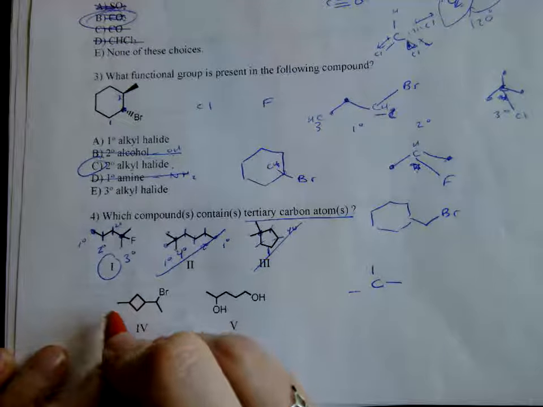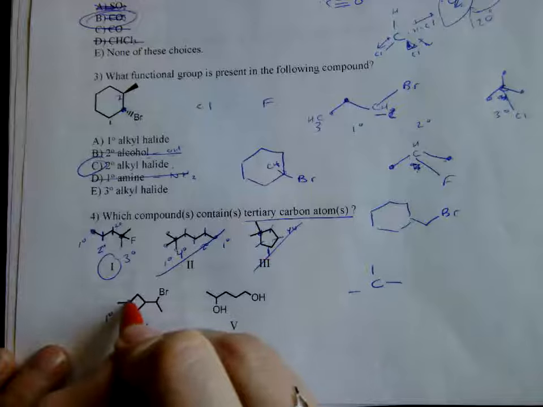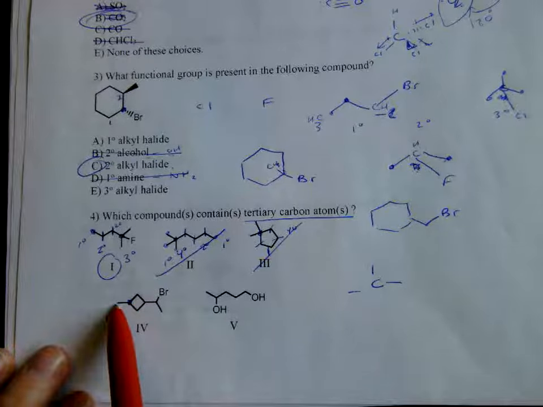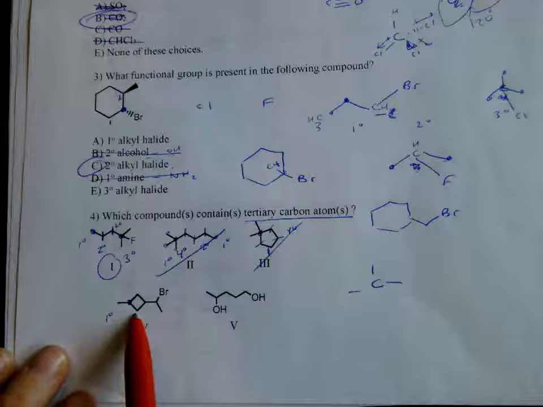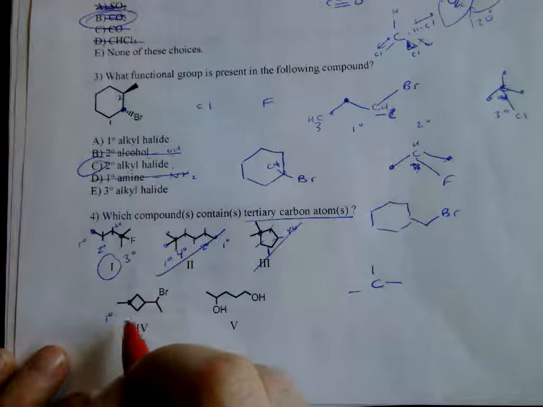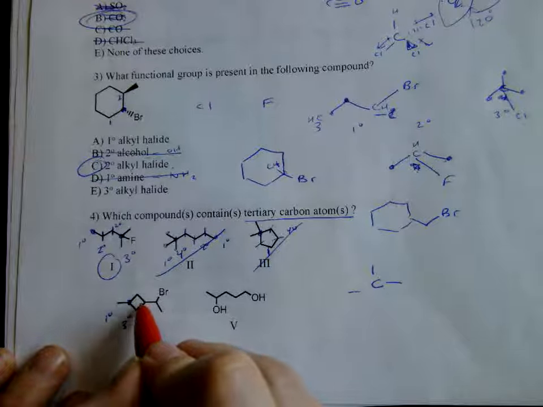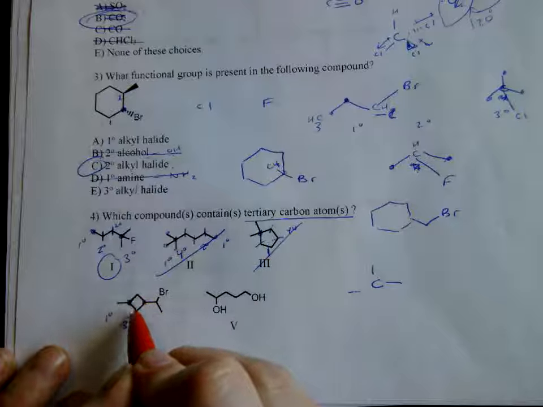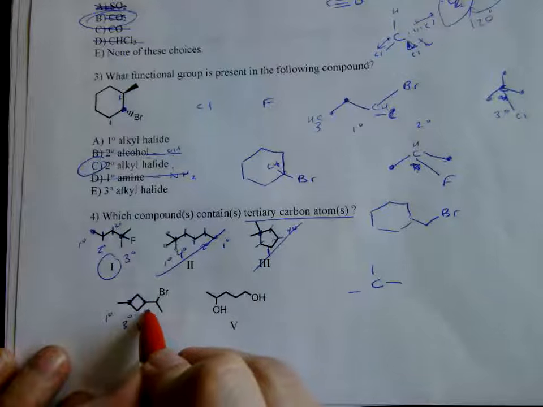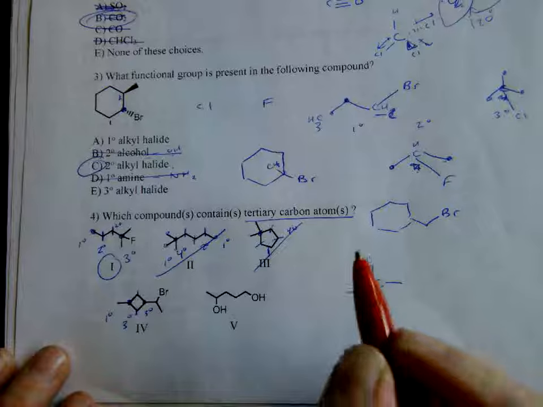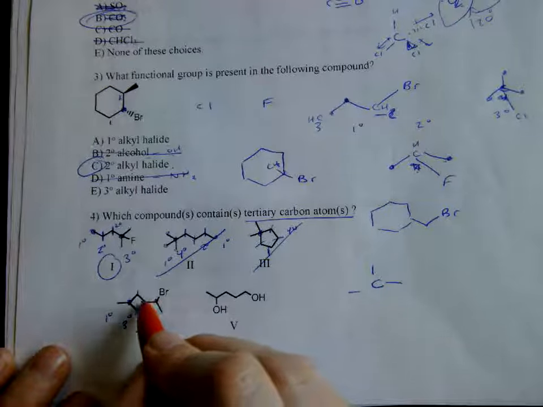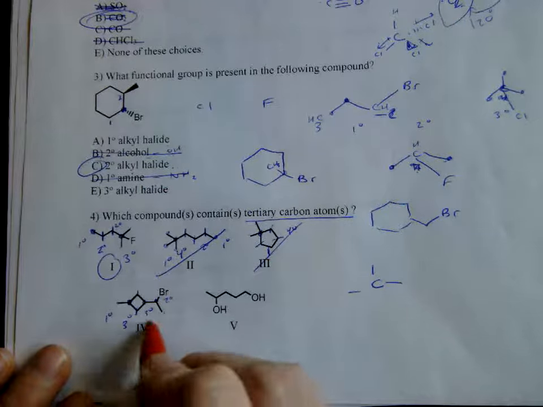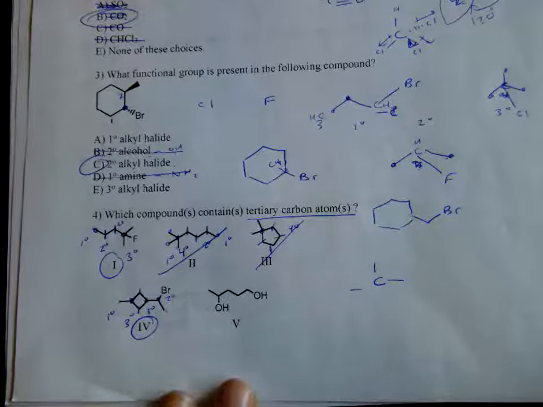Let's see. This is terminal, so it's primary. This is promising. We've got 1, 2, 3 carbons bonded to it, so this should be tertiary. I think this one is also tertiary. 1, 2, 3. Yep, that one's also tertiary. These 2 in the ring are secondary, and this is 1, 2, also secondary. So this is another correct answer.